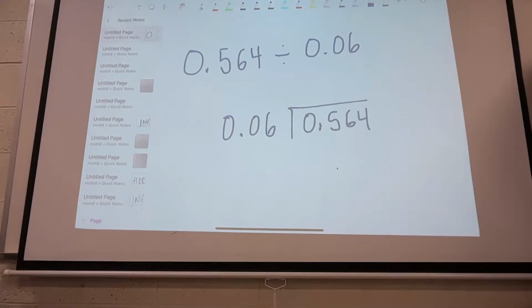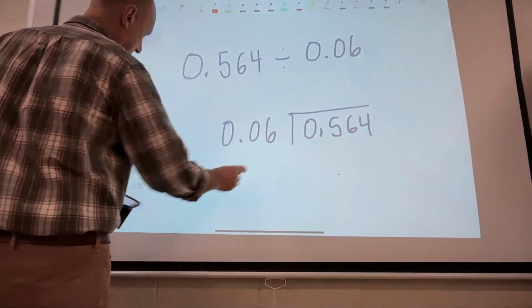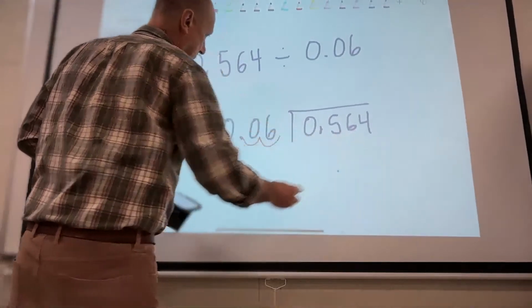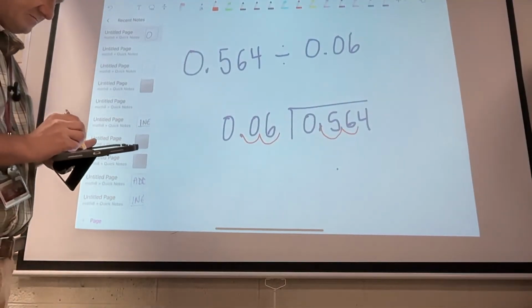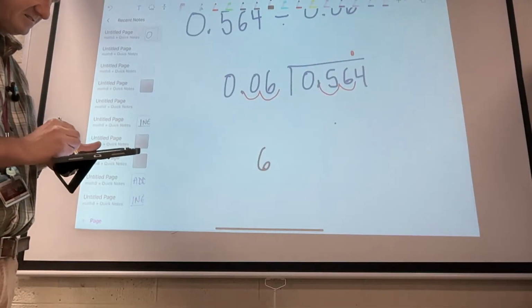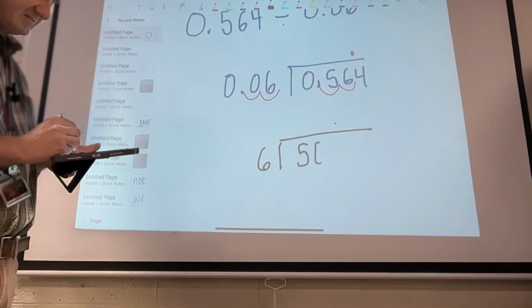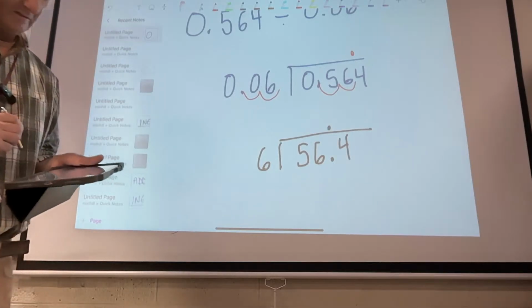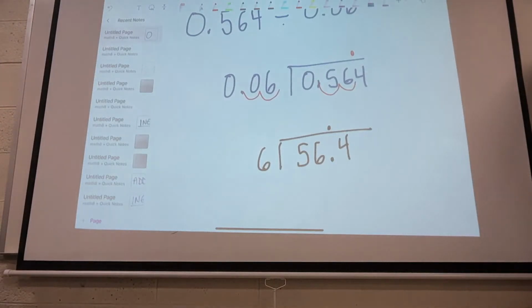Okay. Now I have to move 1, 2. Means inside I have to do 1, 2. Put it straight up. Now I'm going to rewrite it. 6 into 56.4. So 6 cannot go in the 5. How many times does 6 go in the 56? What do you think, Mason? 6 times what gets you close to 56?